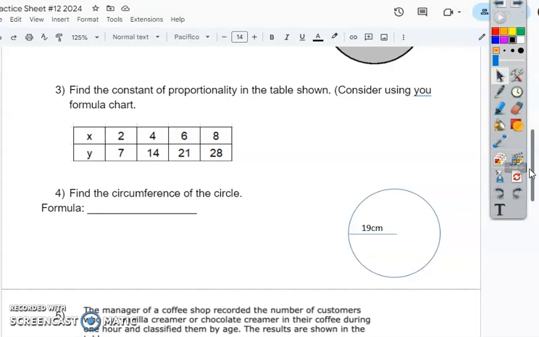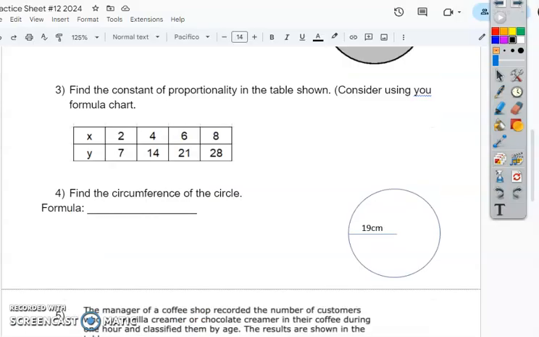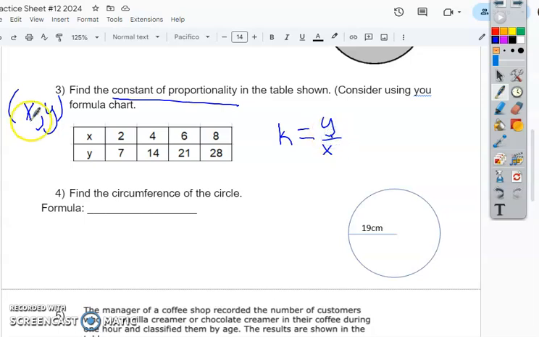Number 3, there's so many of us that are leaving these blank for constant of proportionality. So our formula chart tells us constant of proportionality, K equals Y over X. Don't miss this. It says it, we can find it. The biggest thing that we need to make sure we know is if I have a horizontal table, it's X on top, Y on bottom. Otherwise, it's X comma Y. And I've been writing this on a lot of your papers lately, X comma Y. The Y is second, it goes on top. The X is first, it goes on bottom.